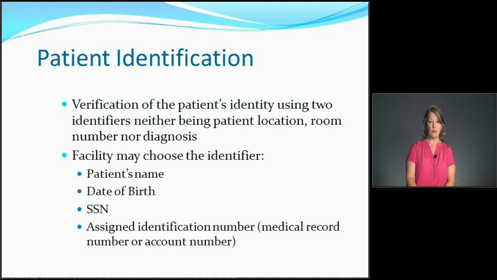You certainly could use a medical record number. You could assign a specific number to the patient. You could use part of their social security number, like the last 4 digits or the first 2 and the first 4. So your organization actually chooses what the 2 identifiers are. What Joint Commission says specifically is that we cannot use the patient location or the patient diagnosis for identifiers. So you can't say, oh, the gallbladder down in room 5. That's not appropriate patient identification.